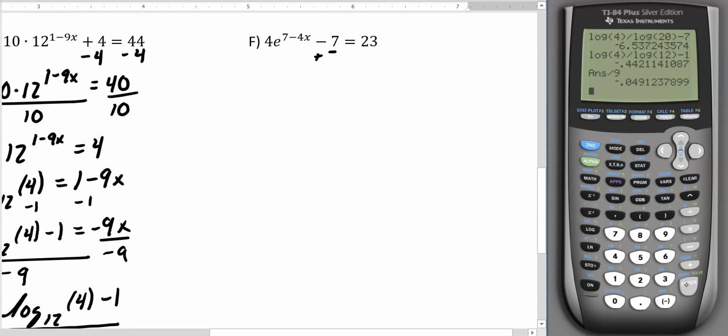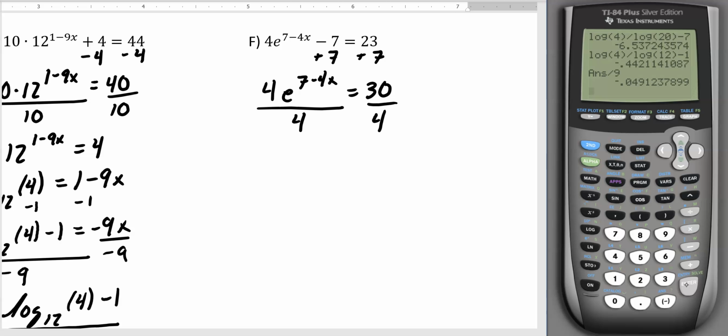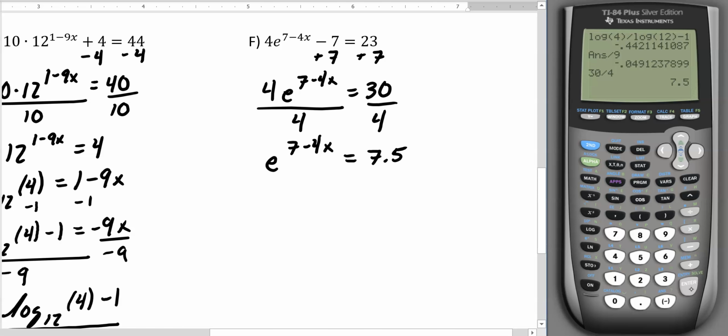One more problem to do, and then hopefully we'll be feeling pretty good. Let's start by adding 7 to both sides. We've got to isolate our base first. 4e to the 7 minus 4x. Now, of course, 4 is not my base. e is my base, right? So this would be 30. So now I need to divide by 4. So I'll say e to the 7 minus 4x equals 30 divided by 4. That's going to be a nice decimal, 7.5. So we can say the natural log of 7.5 equals 7 minus 4x.